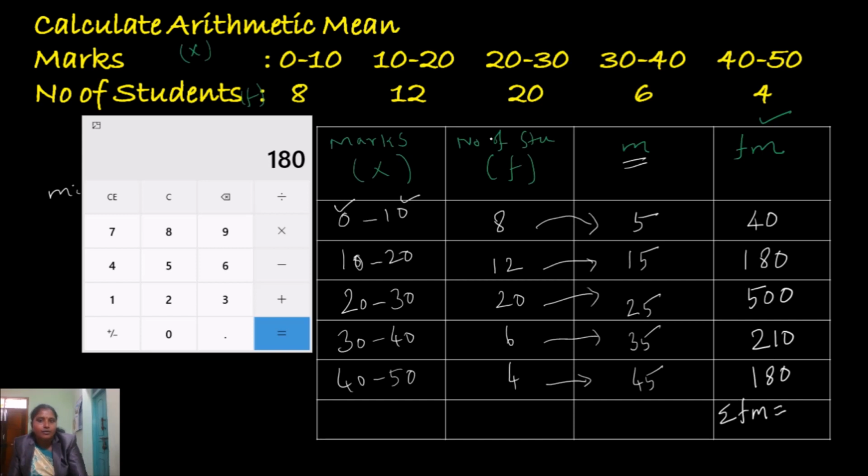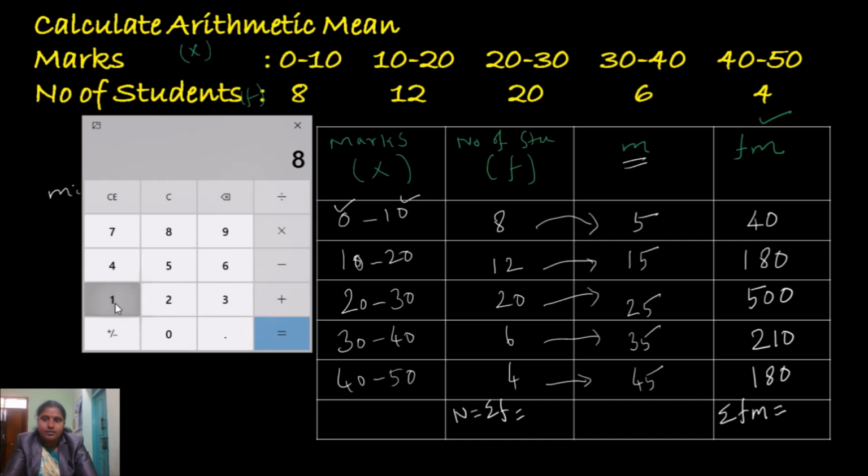Like that, while adding all values of f, we have n, that is nothing but sigma f. 8 plus 12 plus 20 plus 6 plus 4. We have the total as 50. So the sum of the frequencies n is 50.